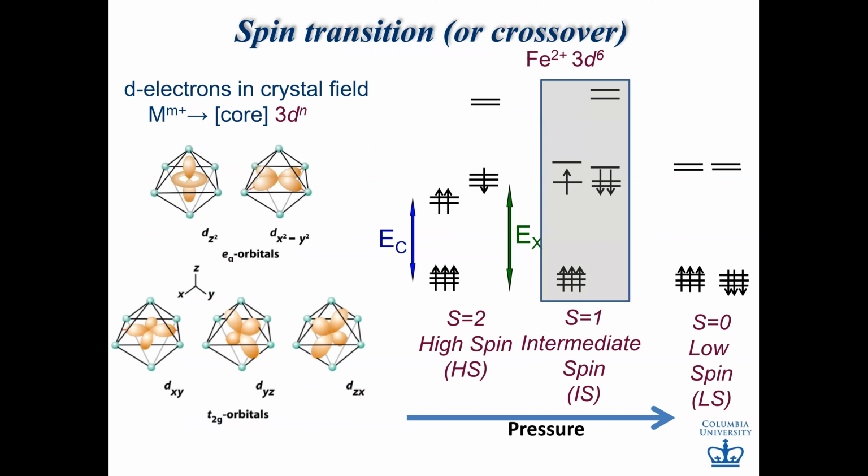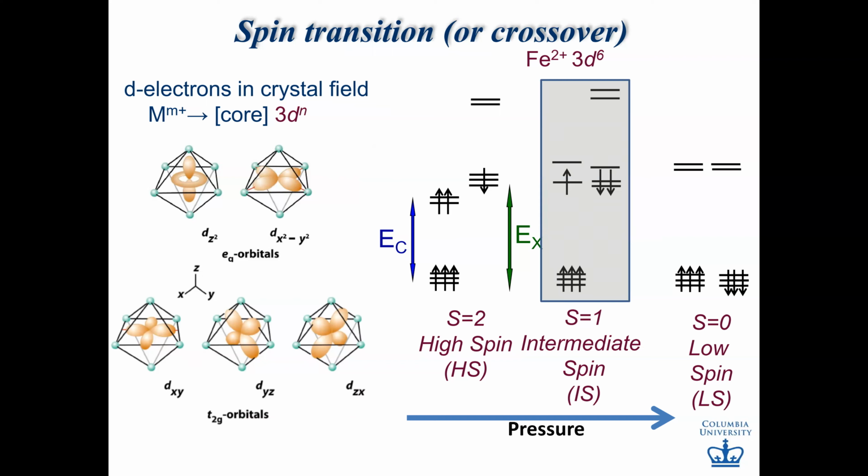The spin transition, or spin crossover. The 3d orbitals of iron in an octahedral field split into a low energy triplet and a higher energy doublet. The energy splitting is called the crystal field splitting.